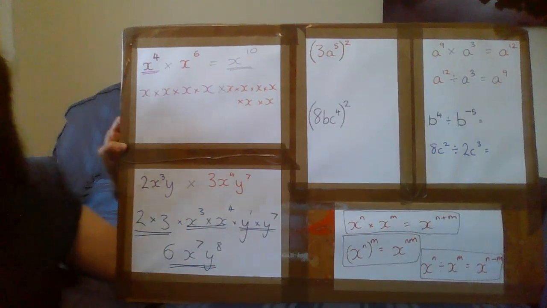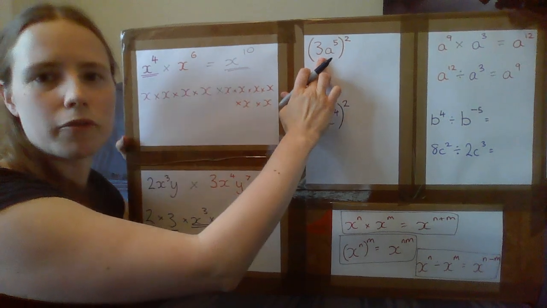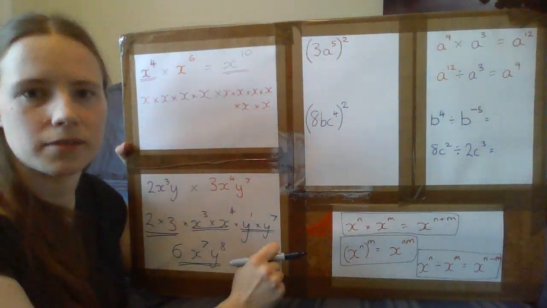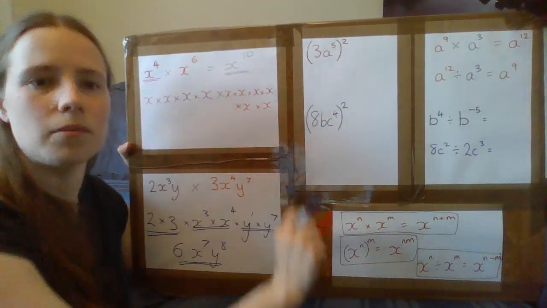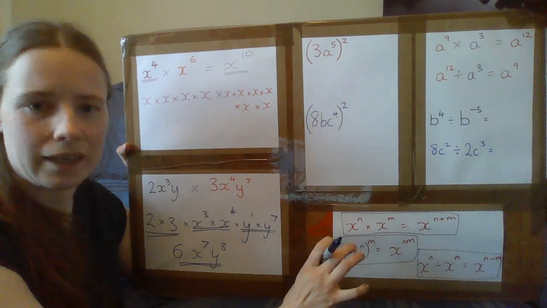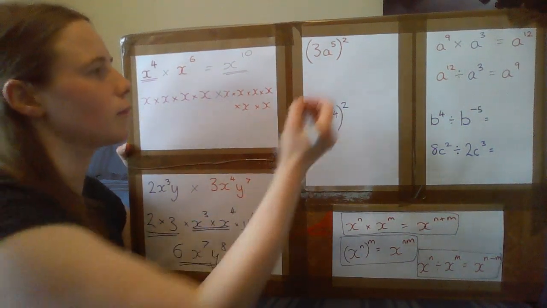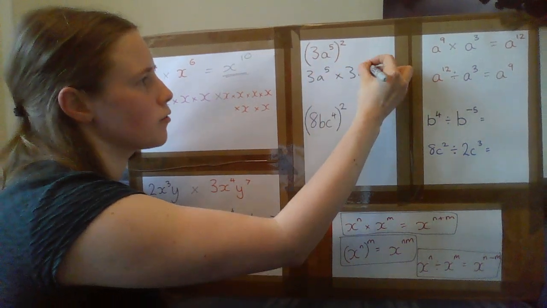Now let's have a look at some with powers. So for this first one here, we have 3a to the 5, all inside brackets with a little power of 2 outside. What that power outside means is we're doing this bit inside times itself. So I'm going to write that out, and then it will become just like one of these ones here. So I'm going to write 3a to the 5 times 3a to the 5.